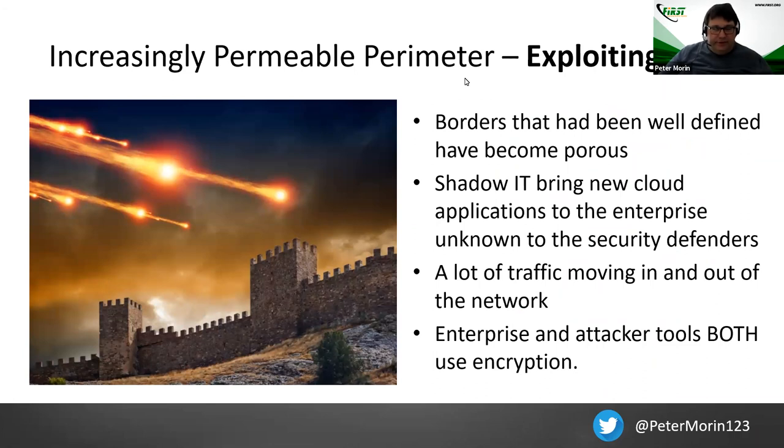Increasing permeable perimeters, exploiting our trust. So our borders that have been well-defined have become very porous. We've found this more and more with the pandemic, obviously. So things like shadow IT, I mean, again, working with organizations that just need to get business done, so they're a little bit more lax on allowing end users to use non-sanctioned cloud applications. A lot of traffic moving in and out of the network now. The enterprise and attackers both use tools to ensure encryption is in place. So all these things make it even harder to really secure our networks.